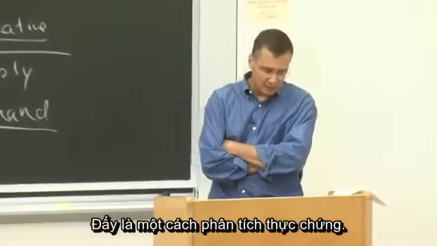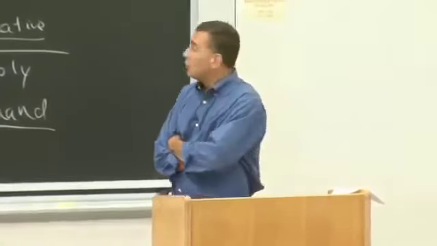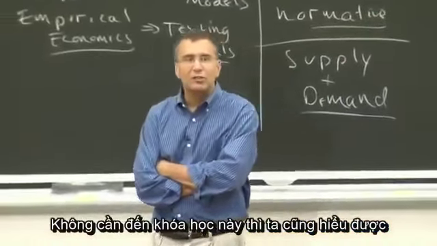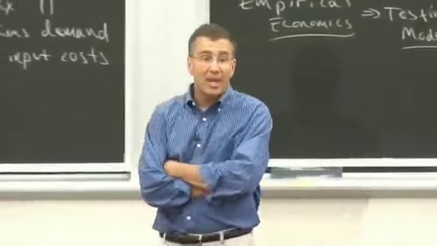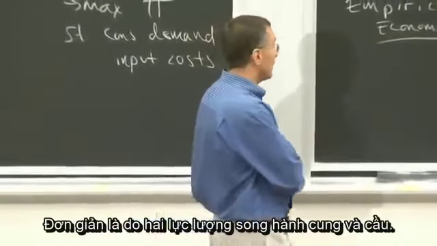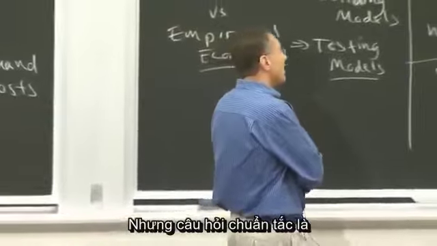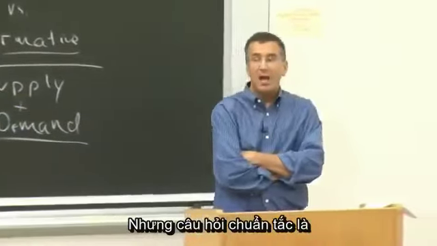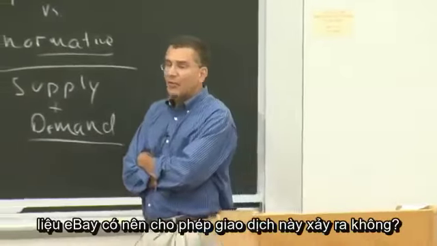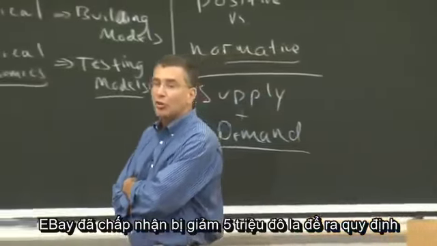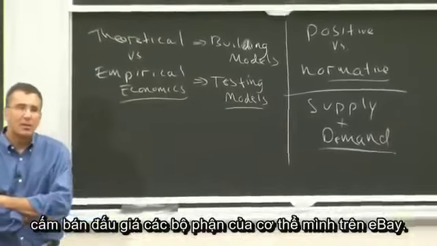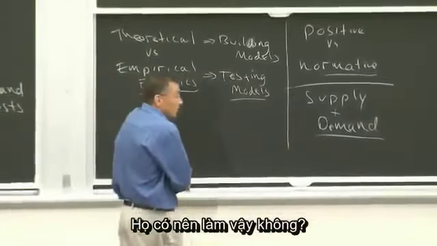That's the positive analysis. Okay? So we can understand pretty intuitively, we don't need this course to understand why the price went up. It's just the twin powers of demand and supply. But what about the normative question, which is, should this sale be allowed, should eBay have allowed this sale to happen? eBay at $5 million cut it off and then passed a rule saying you can't auction your body parts on eBay. Okay? Should they have done that?